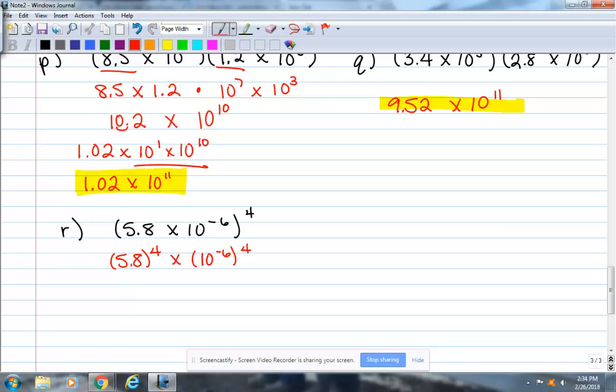So you can do the caret button with your calculator. Everybody type that in so I can make sure the button works. 5.8 caret 4, 5.8 to the fourth power. What are y'all getting? A big number. Tell me that big number. 1,131.60649. Okay, we'll round that to 1.13165. Is that okay with y'all? Times 10 to the negative what?